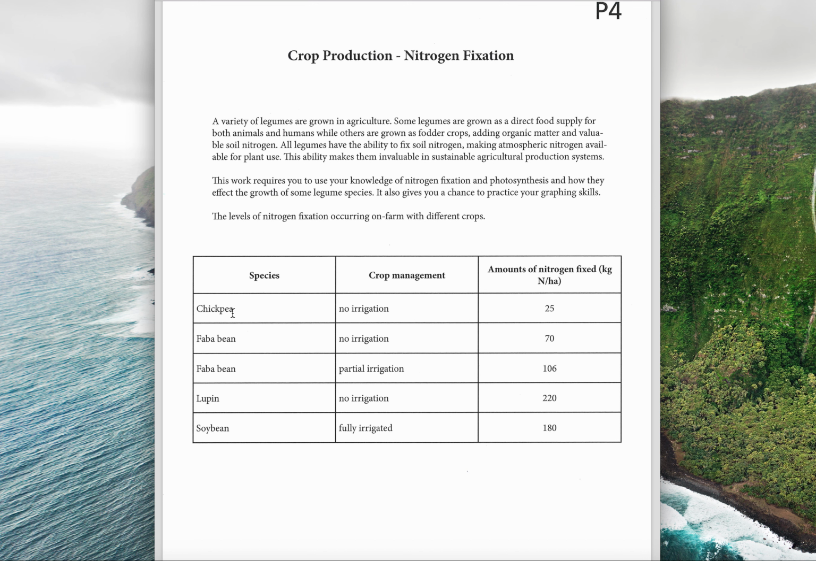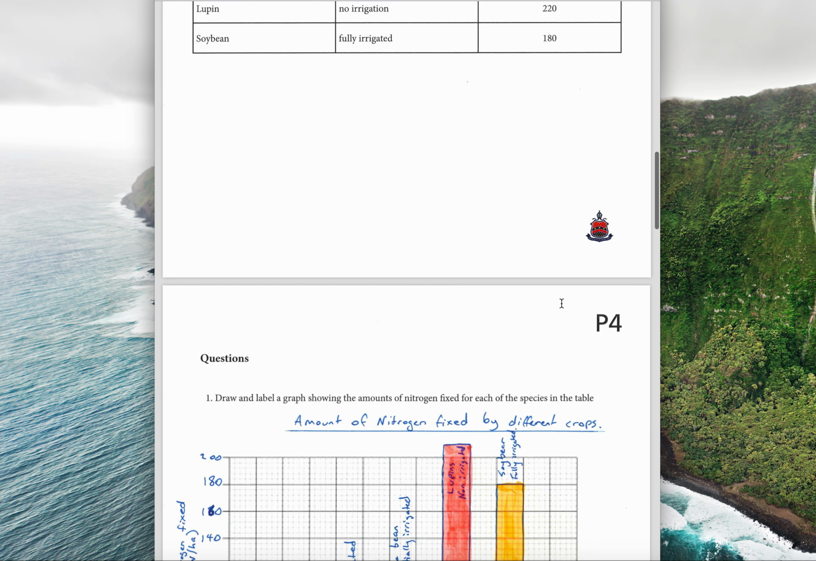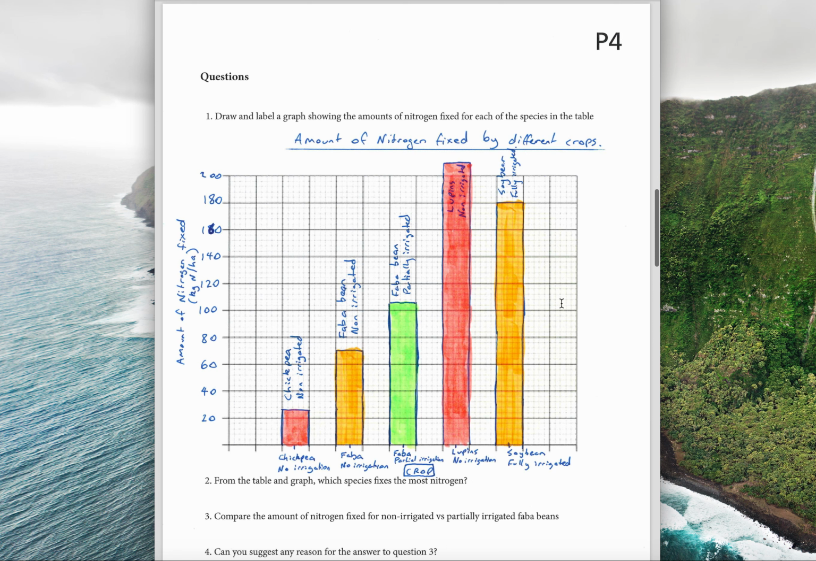Here we have some different species, and we have different levels of irrigation for those different species, and the amount of nitrogen that is fixed into the soil in kilograms of nitrogen per hectare. And you can see the variety here. And once we have graphed this, here we have the amount of nitrogen fixed by different crops.